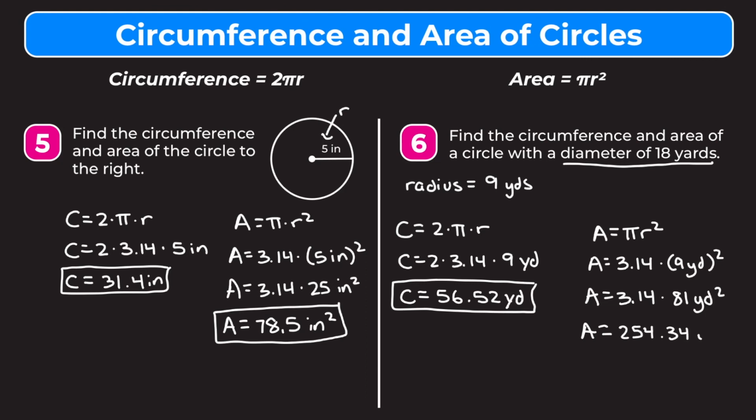254.34 yards squared. So hopefully this video helped you guys learn how to find the circumference and area of circles. You just have to remember these 2 formulas, and you have to remember that pi is 3.14 and that the radius is half of the diameter.